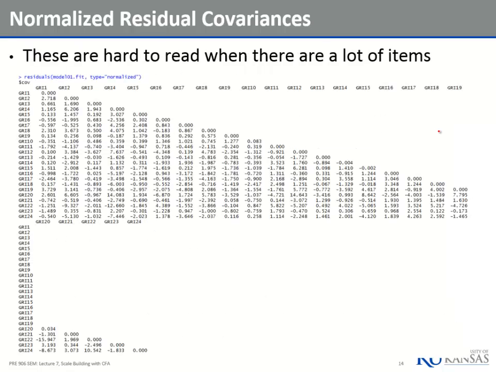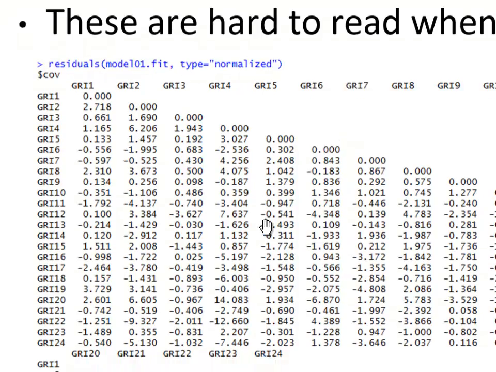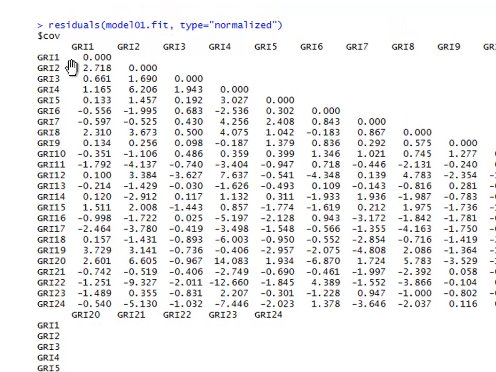So here, look at that. If you type the word residuals and you give it to lavaan and then you give it the name of your output, the word model, type equals normalized, you get this big covariance matrix looking thing. The numbers in it are the normalized residual covariance. I've taken some syntax and I sorted these, and I'll do that on the next slide, but let me just talk about this here. Note the zeros on the diagonal.